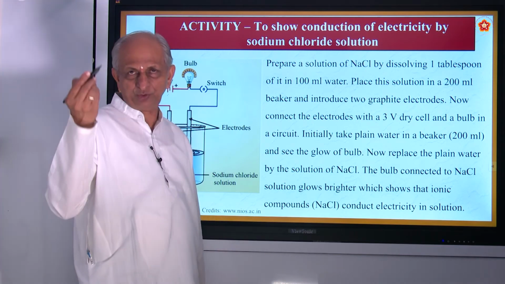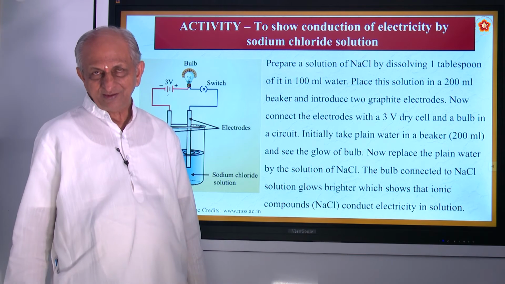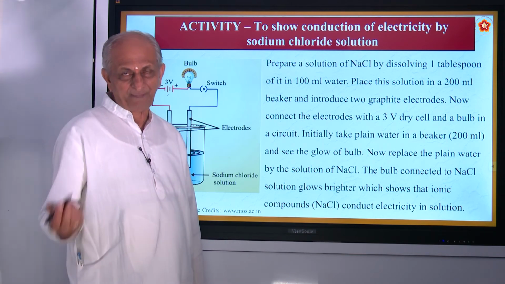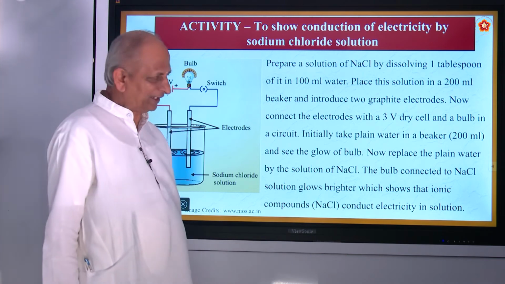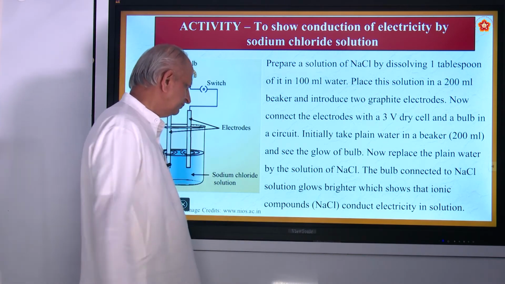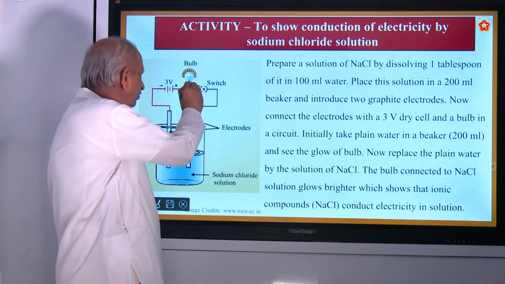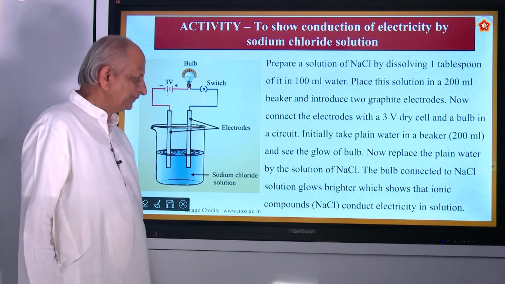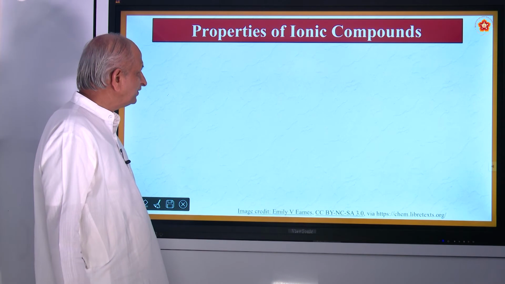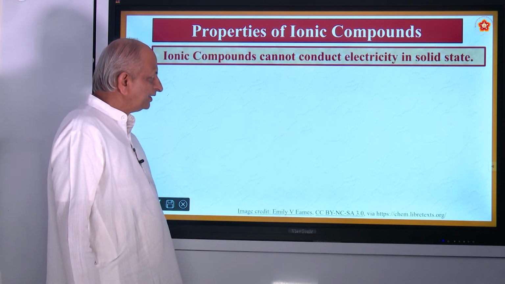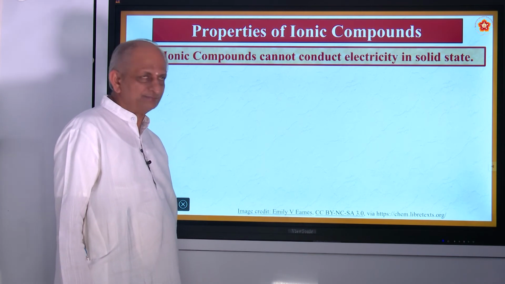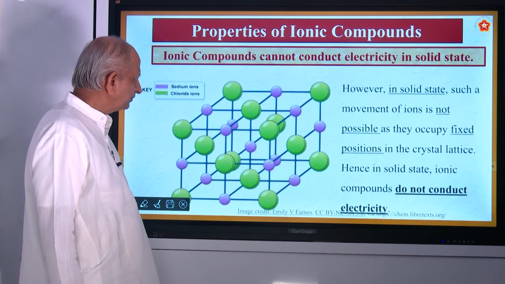Then you may ask, is it only salt or anything else? Surely, you can take copper sulfate, you can take sulfuric acid, like that. But you must add it to water. Then only we see the bulb glowing. Bulb glowing means what? There is a flow of electricity. Ionic compounds cannot conduct electricity in a solid state. That is one thing you must note.